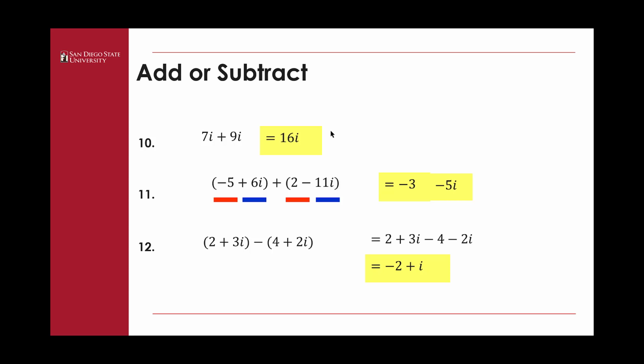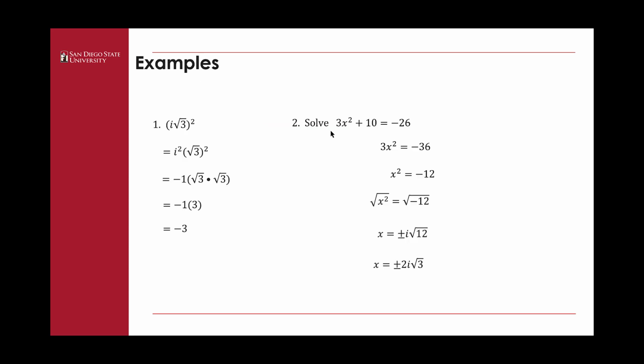And the last example here, we have 2 plus 3i minus 4 plus 2i, and this translates as, if you distribute the minus sign inside the right parenthesis, we get 2 plus 3i minus 4 minus 2i, which translates as minus 2 plus i only.